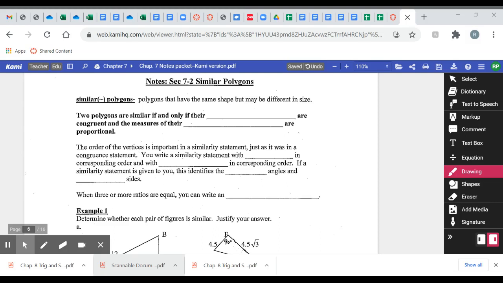But again, similar polygons are polygons that have the same shape and may be a different size. Two polygons are similar if and only if their angles are congruent and the measures of their sides are proportional. The order of the vertices is important in a similarity statement, just as it was in a congruent statement. You write a similarity statement with sides in corresponding order and with angles in corresponding order. If a similarity statement is given to you, this identifies the congruent angles and the proportional sides.